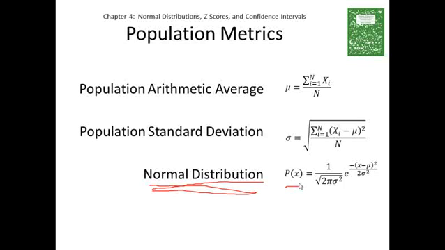So here's the measure, x. We have the normal distribution given by 1 over the square root of 2 pi sigma squared times e raised to the power of negative x minus mu squared, so the position less the arithmetic average squared, over 2 sigma squared, over 2 times the standard deviation of the population. So here is our normal distribution equation. Let's take a look at that in Excel.